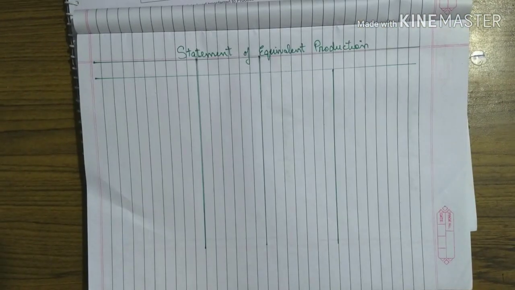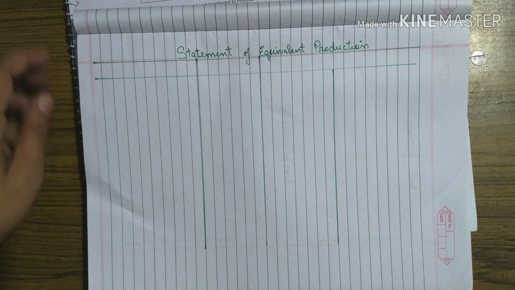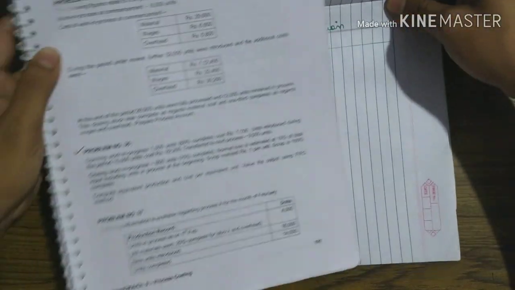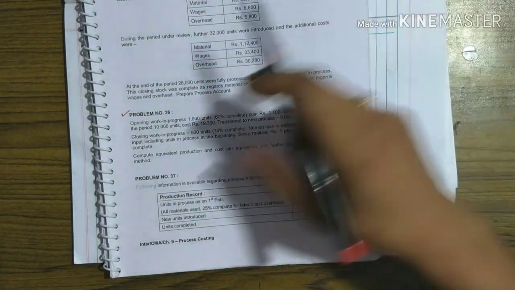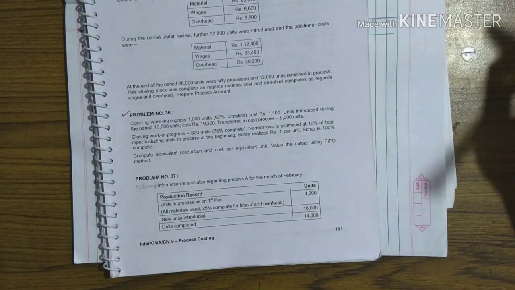First, we need to make a statement of equivalent production. Alright? So let's have a question first. We'll be solving question number 36. I'll be giving you a screenshot of this question so that you can refer to it later on.